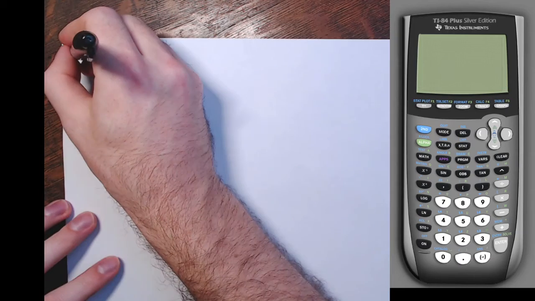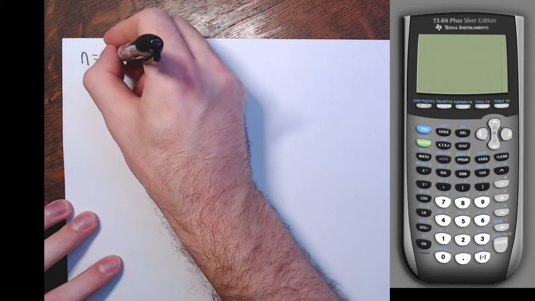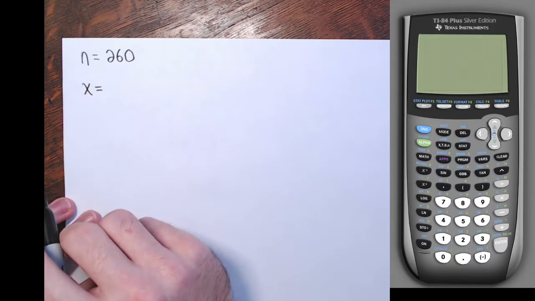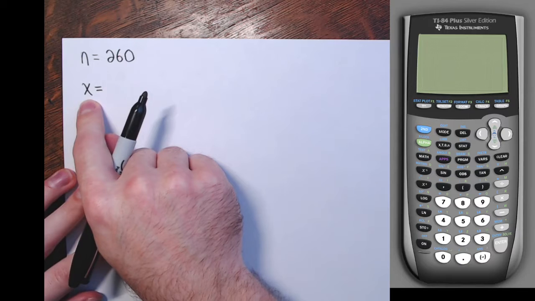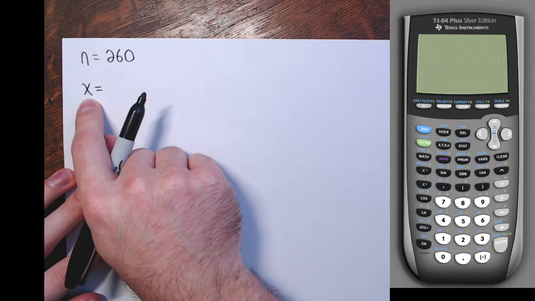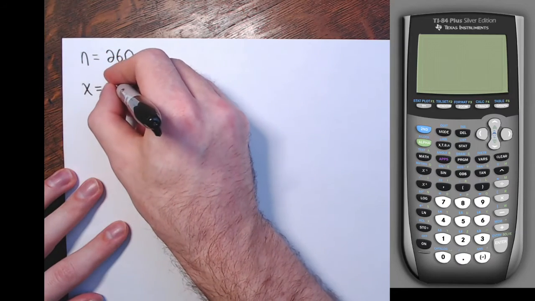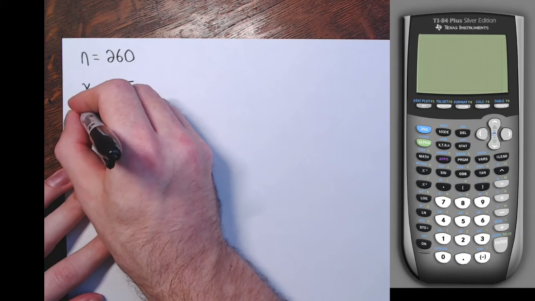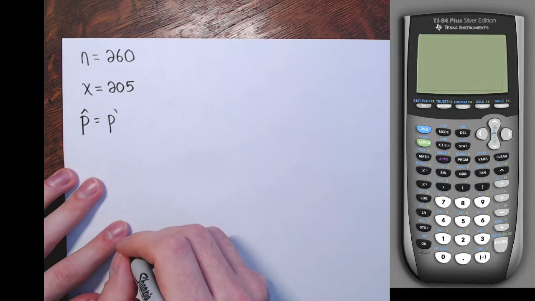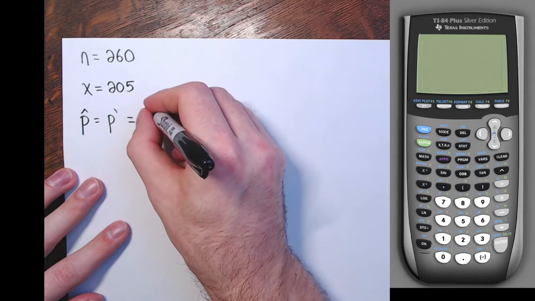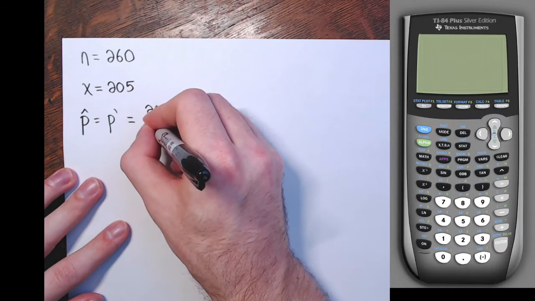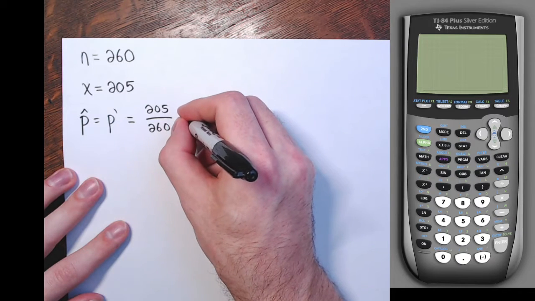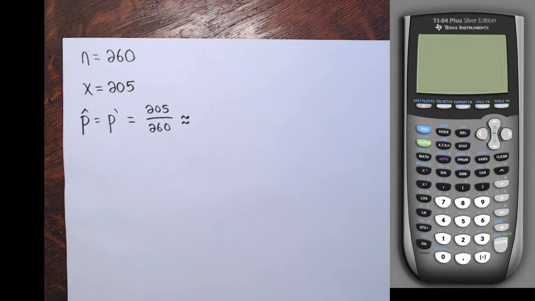I was given the sample size; they said the sample size was 260. A success here is having taken a college entrance exam. Remember, I'm typically letting X represent the number of successes. Of these 260 people, 205 of them said they took a college entrance exam. So the sample proportion, p hat or p prime, you might see either one, is the proportion of this sample that took a college entrance exam, and that's 205 out of the 260. This is actually one of the values being asked for by the question. They're asking us to round these to three decimal places.